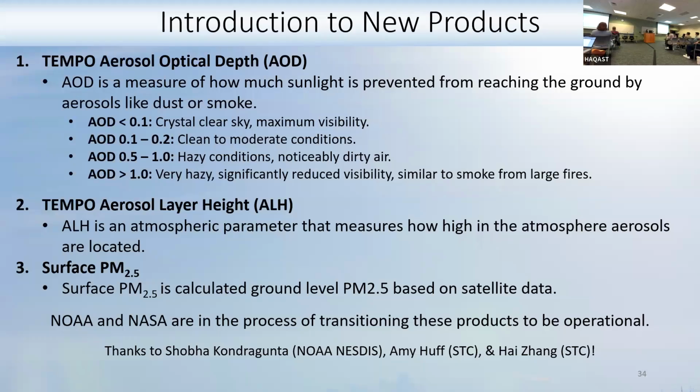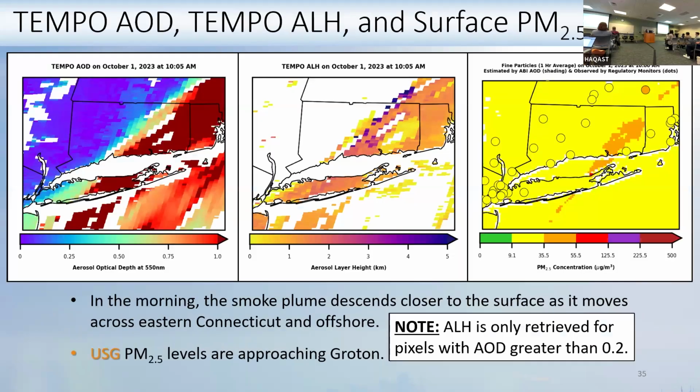The second product is the TEMPO aerosol layer height, which shows how high in the atmosphere those aerosols are located. And then the third is surface PM 2.5, which is basically calculated ground level PM 2.5 based on that satellite data. And NOAA and NASA are in the process of transitioning these products to operational, and we are really, really excited about that at CTD. So here's the first look at these products.